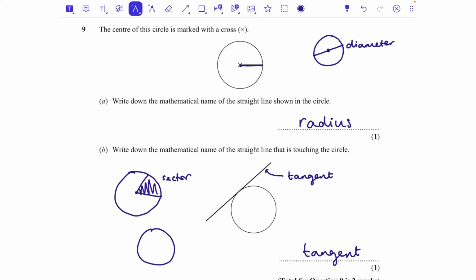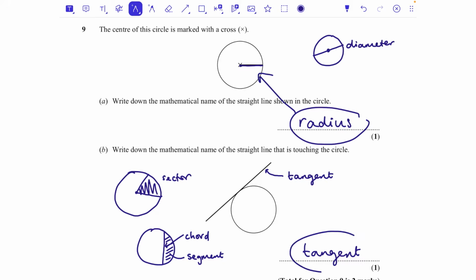If you have a line going across the edge of the circle like this, not going through the middle, but going inside, that's called a chord. And then the area that is made between the chord and the edge of the circle, that's called a segment. So they're all really good things to learn and make sure that you know. But in this case, we had radius for the top one and we had tangent for this one.